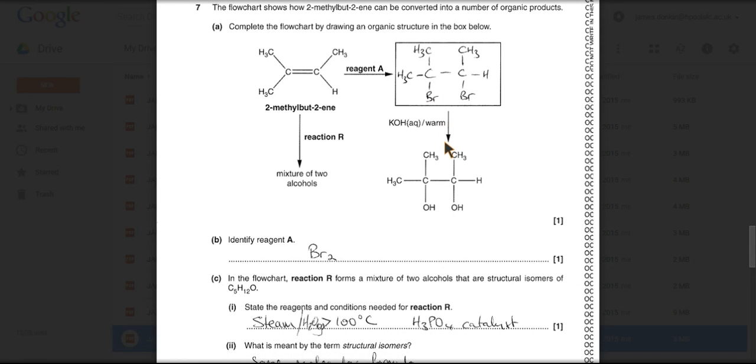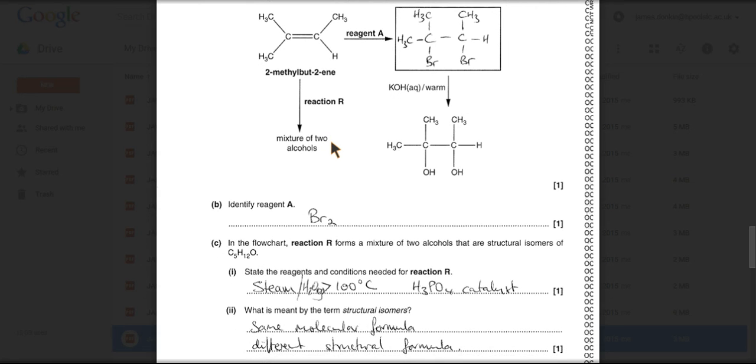Reaction R, so this is part C, reaction R forms a mixture of two alcohols that are structural isomers of C5H12O. State the reagents and conditions needed for reaction R. So how do you turn an alkene into an alcohol? You react it with steam or H2O gas, and you must have a temperature over 100 degrees C to get the steam, and you need a strong acid catalyst. So I've gone for H3PO4, phosphoric acid.